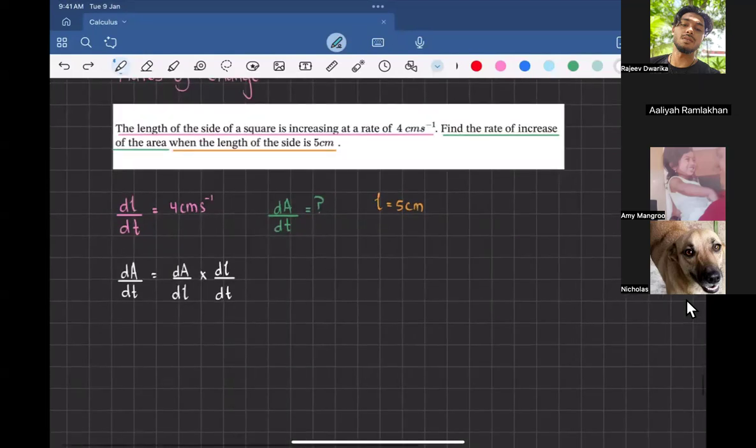Now, with these questions, you typically have to remember the formula for area. So what kind of shape do we have in this question? A square. We have a square over here, right? And if it's a square, is there a formula for area that you know? Side by side. Well, in this case, we're going to use length by length. And we need to figure out dA/dL. How would we figure out dA/dL?